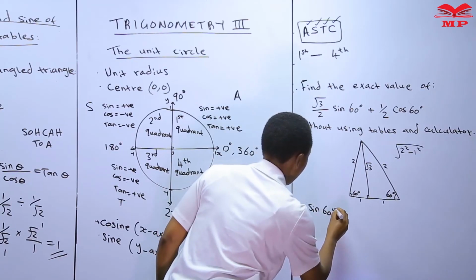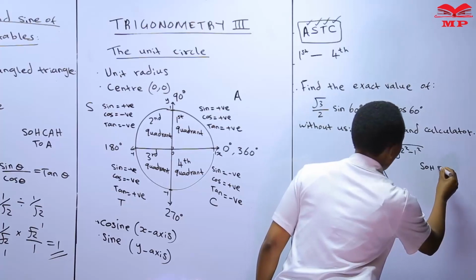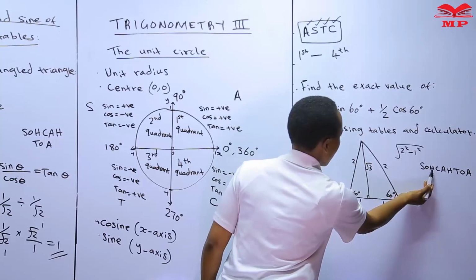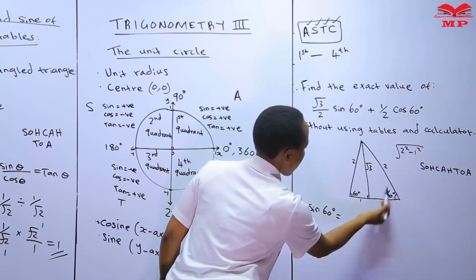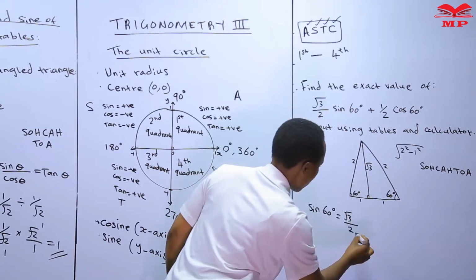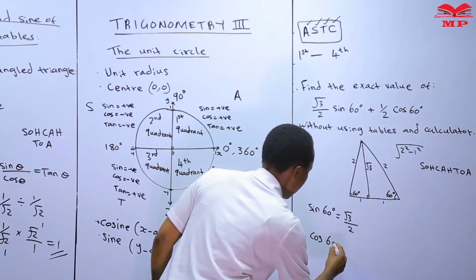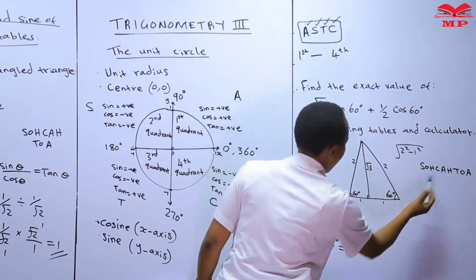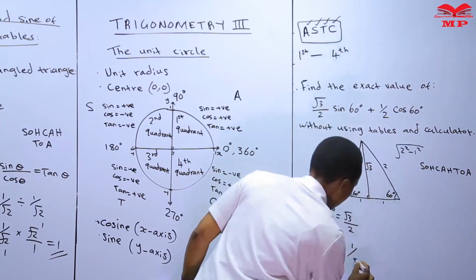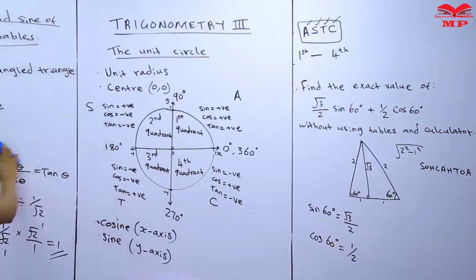Sine 60 degrees will be equal to, remember SOH CAH TOA, so sine will be opposite over hypotenuse. Sine will be opposite, which is root 3, all over the hypotenuse, which is 2. Then we can also get cos 60 degrees. Cos we have adjacent, which is 1, all over hypotenuse, which is 2. And therefore now we can find the exact value of that.